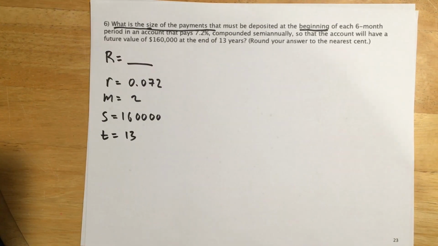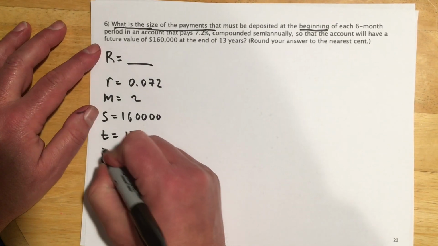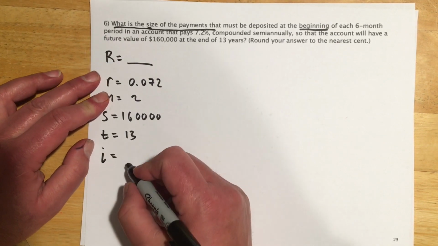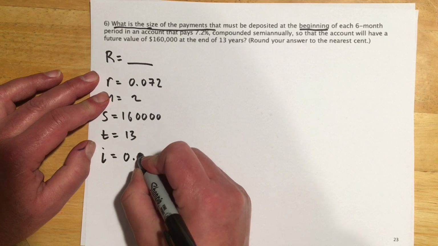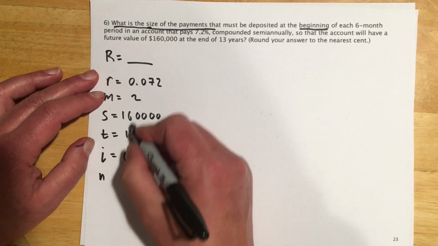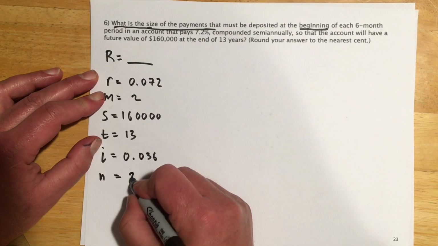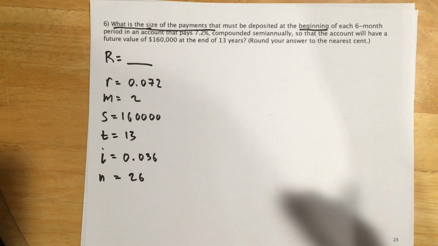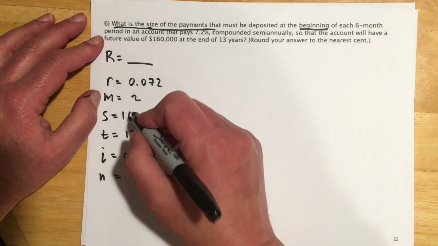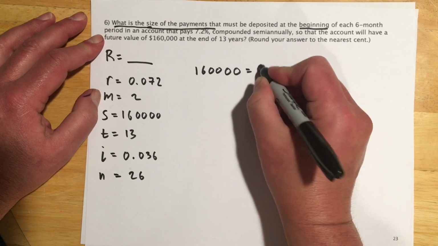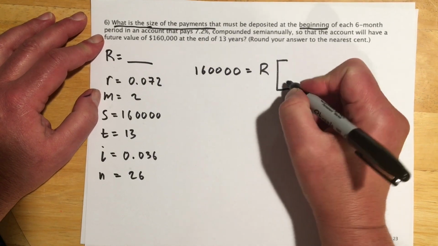And then we'll find our I, so I would be rate over compounding periods, so that is 0.036, and our N would be time times compounding periods, and so that's 26. And they're just, again, tossing everything in the formula and letting the calculator do most of the work. So this time we know S, and it's R that we're solving for.